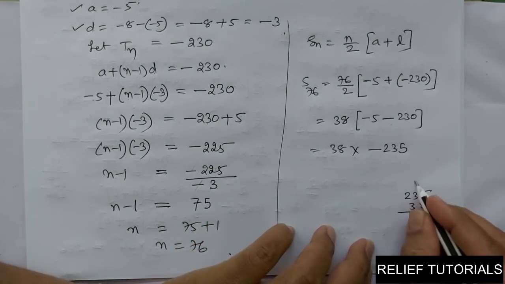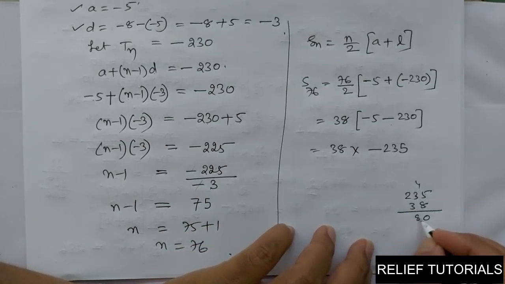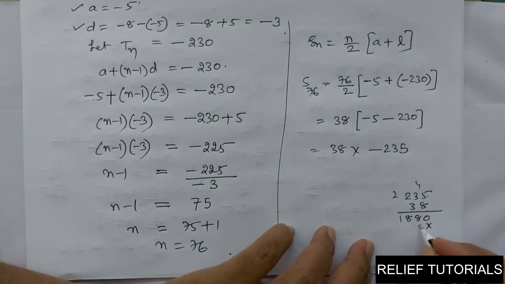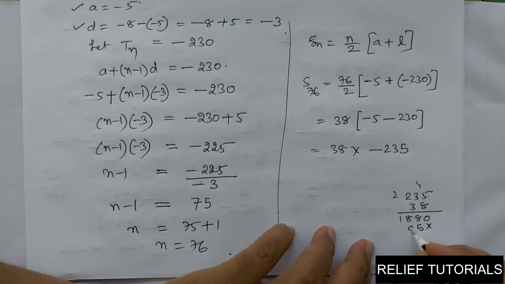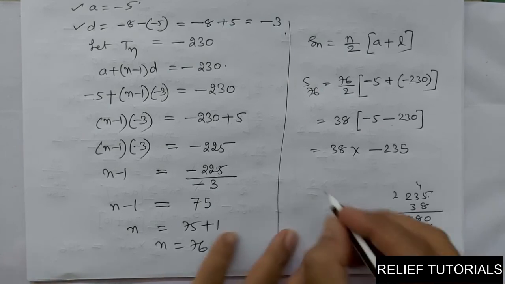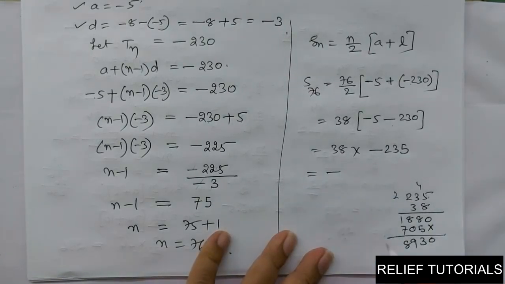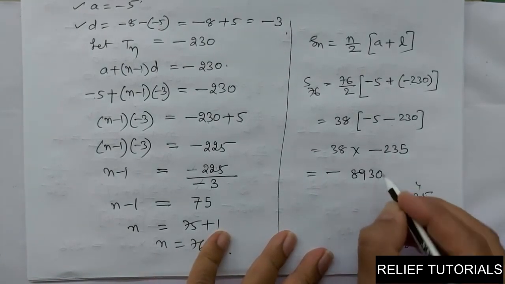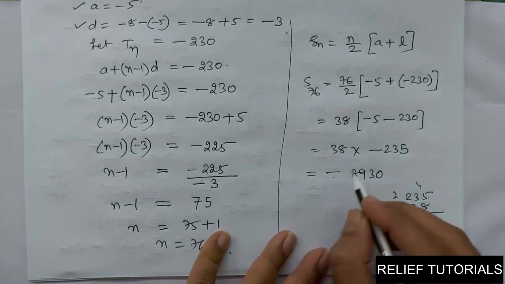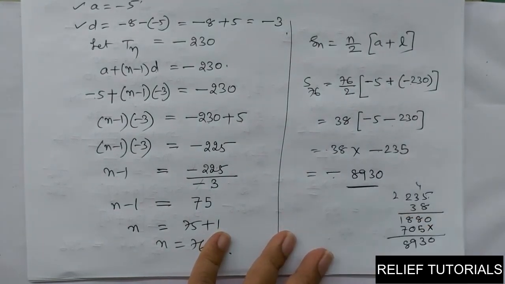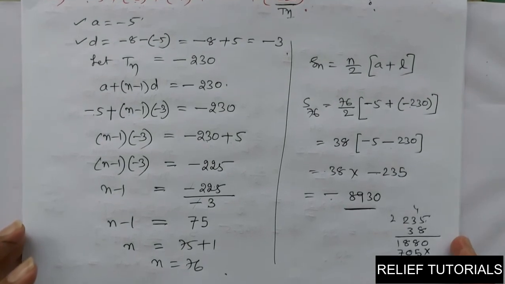8 5s are 40, carry 4, 8 3s are 24, 28, carry 2, 8 2s are 16, 17, 18. 3 5s are 15, carry 1, 3 3s are 9, 10, carry 1, 3 2s are 6, 7. Adding up, we get 8930. So the answer is minus 8930, because plus into minus is minus. So the sum of 76 terms is minus 8930.